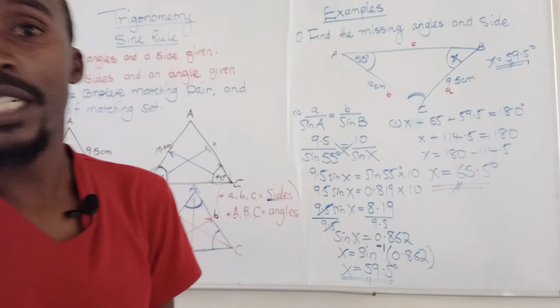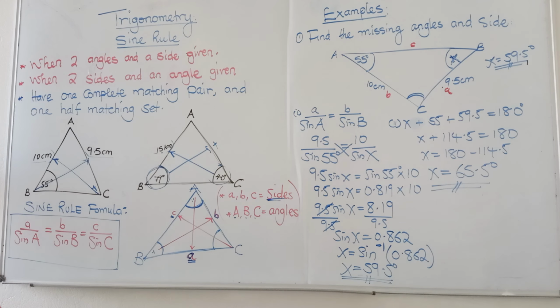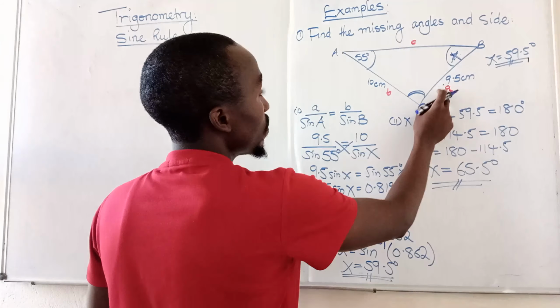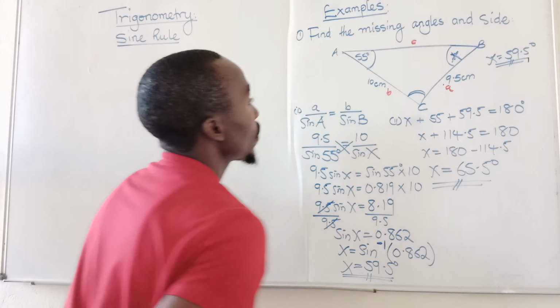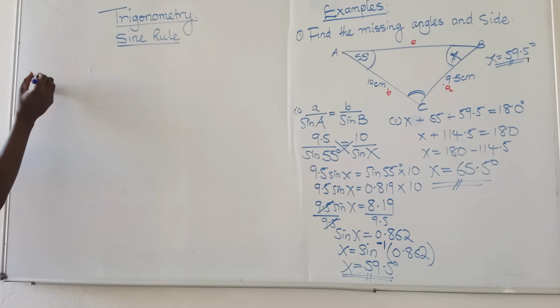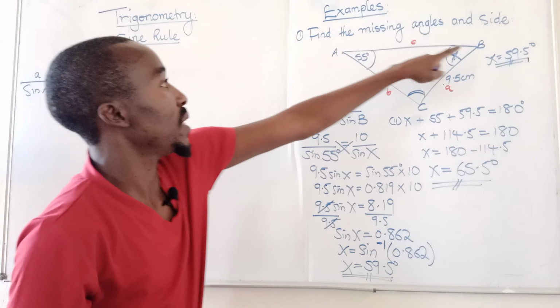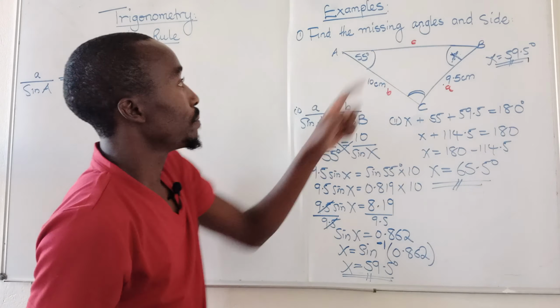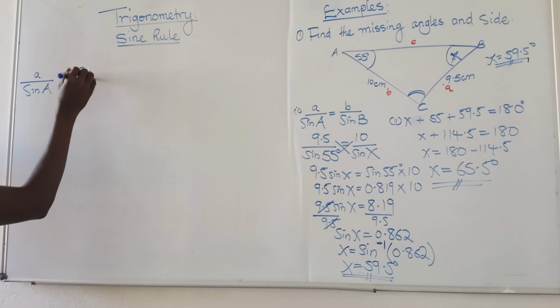Now, let us go and find the side. Okay, so now we want to find this side. Since we have this side and this side A, we want to find side C. So we're going to use our formula. We say A over sine A is equal to, since we're finding this side AB, which is C, C over sine C.